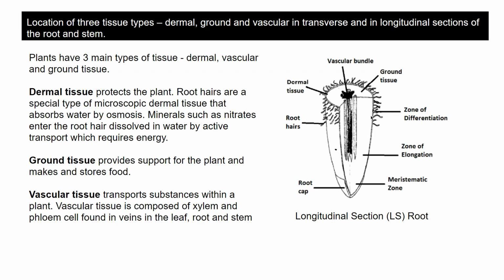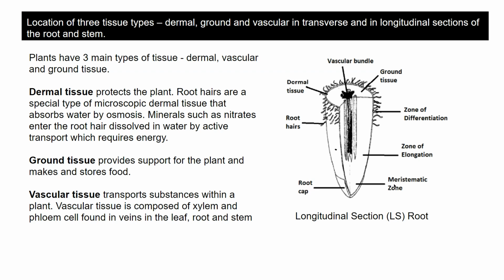In this area here, newly formed cells are developing either into dermal or vascular or ground, and some of the dermal tissues are developing into specialized root hairs. So in this part of the root, which is just above the tip, cells are beginning to differentiate and get different jobs. Okay, so what's important in this diagram?